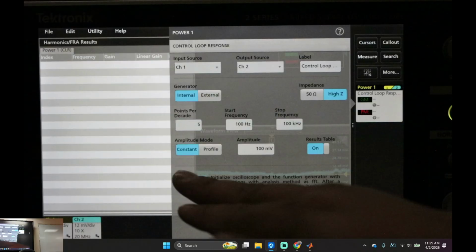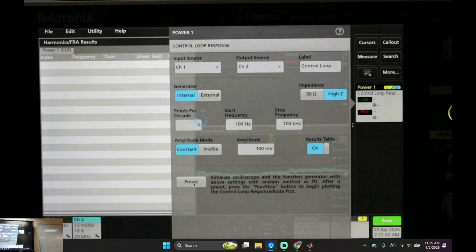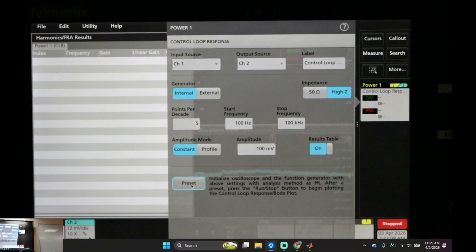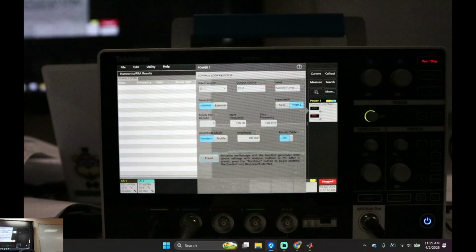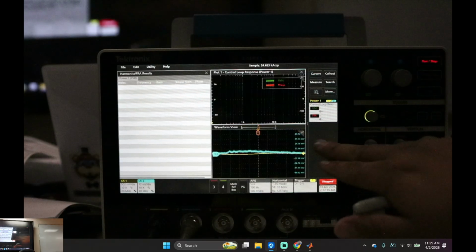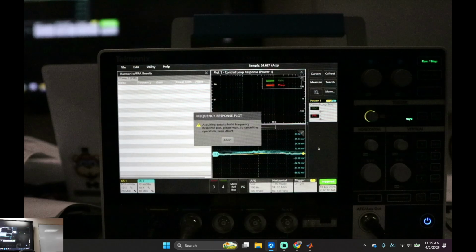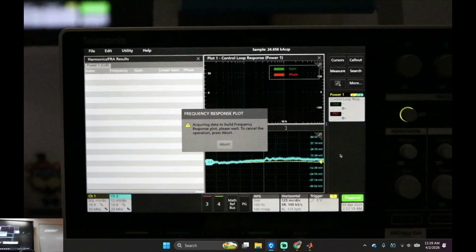Preset presets everything to defaults. It zeros itself. Okay. And now this red button right here turns on. See this red run stop right here? Okay. If I press it, boom. Now it's acquiring data.